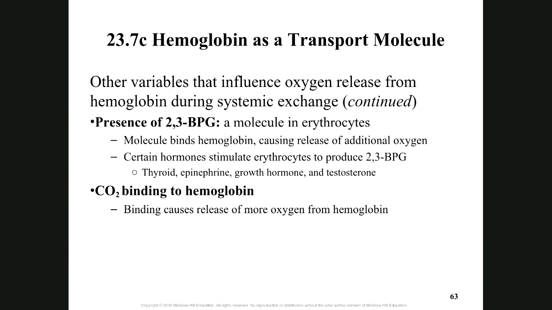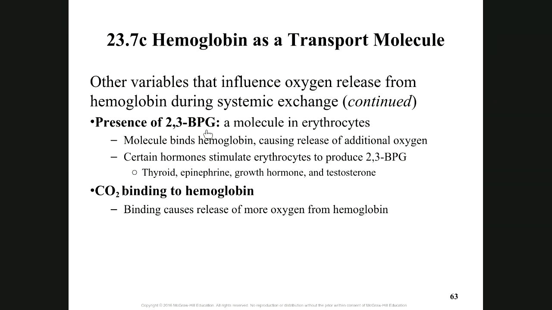The other factor which can affect this tendency is the presence of one molecule in our erythrocyte, which we call 2,3-BPG. BPG is the abbreviation of biphosphoglycerate. Biphosphoglycerate is the product in our cells when our cells are very busy making ATP.